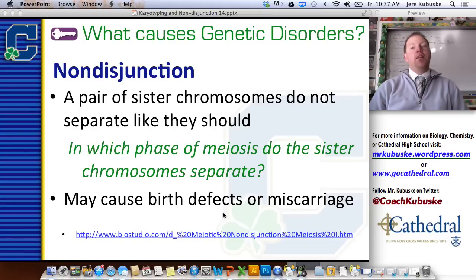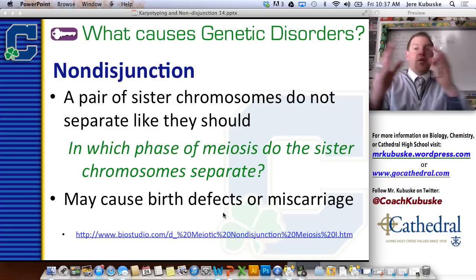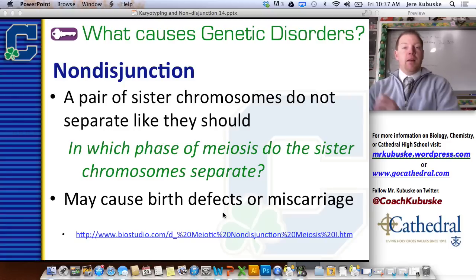So what causes genetic disorders like Down syndrome? It's a process called non-disjunction. If you break the word apart, you know that junction means where things come together or cross. Disjunction means they should be separated. Non-disjunction means it was supposed to separate, but it didn't. It moved all together.